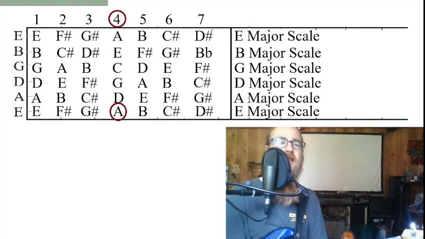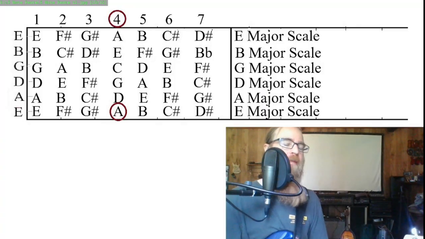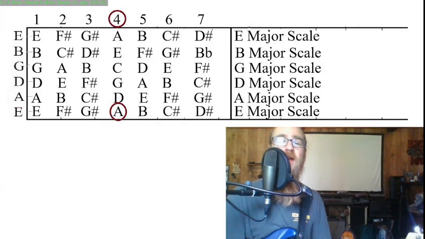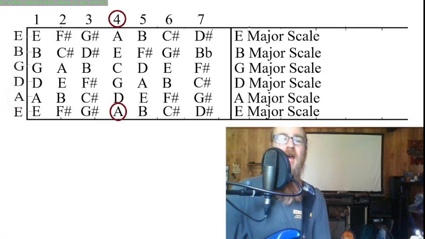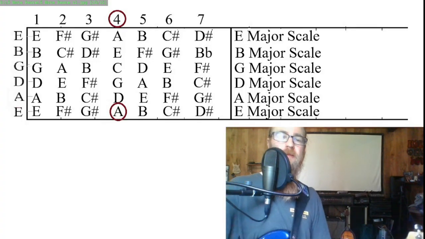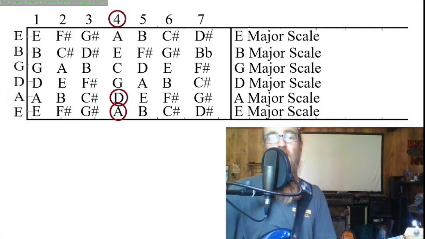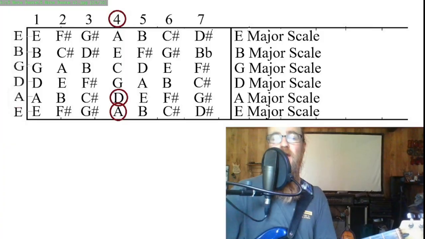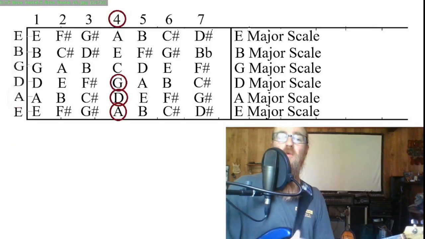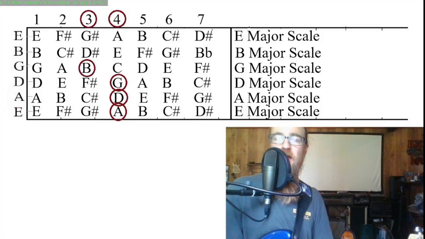And the reason is because each string is tuned to a 4th degree. A is a 4th interval in that scale. So the next string's A. For A, D is the 4th interval in that scale. So the next string is going to be D. With D, G is the 4th interval in that scale. So the next string is going to be G.